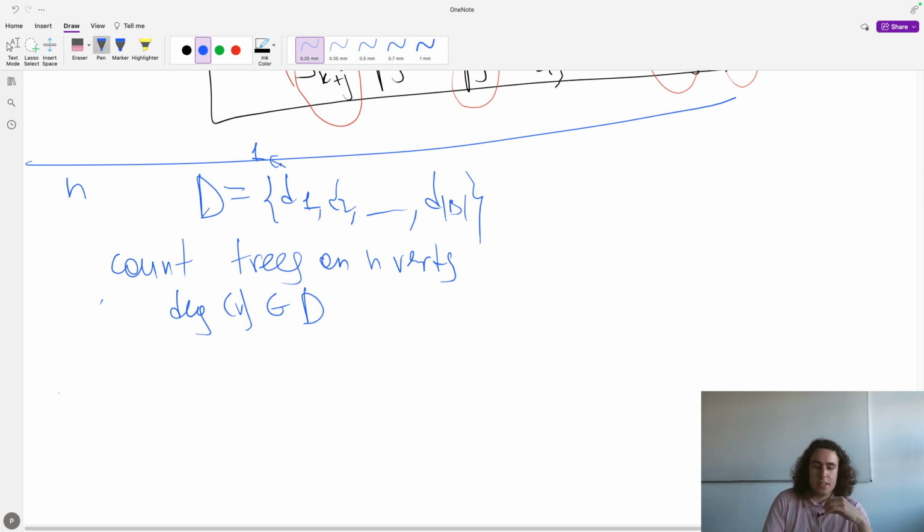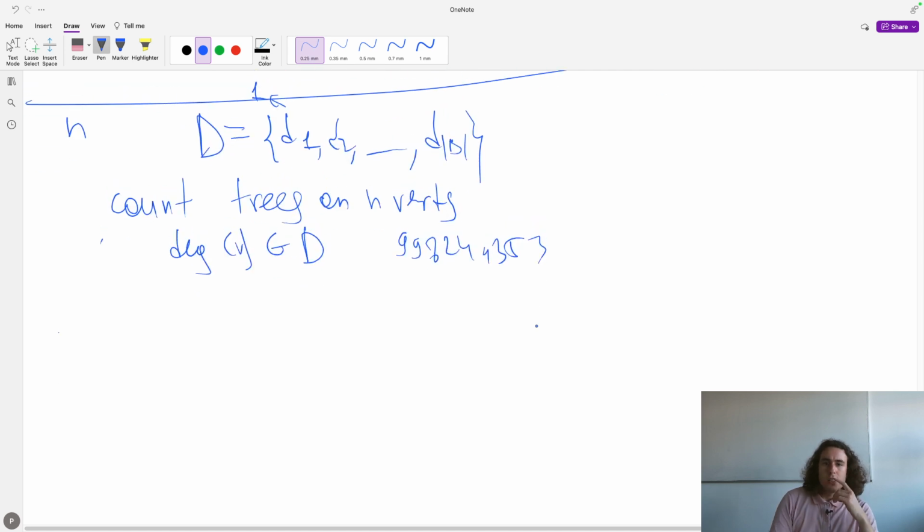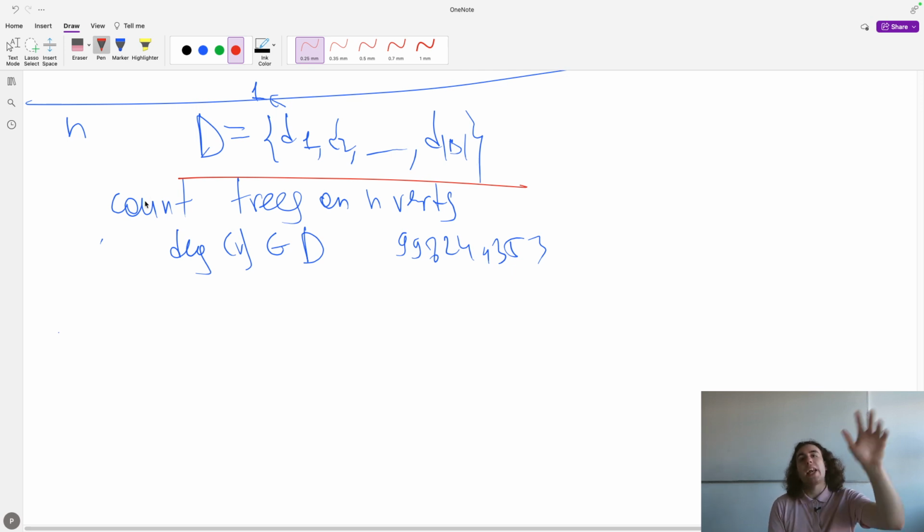And obviously, we're counting it modulo 998244353. So we will need two things. We will first need to know some mathematical facts about trees, and then we're going to need to use FFT. So the first thing is, imagine that we don't have any restriction on D. So we can use any kind of degrees. So we need to count how many trees there exist on n vertices.